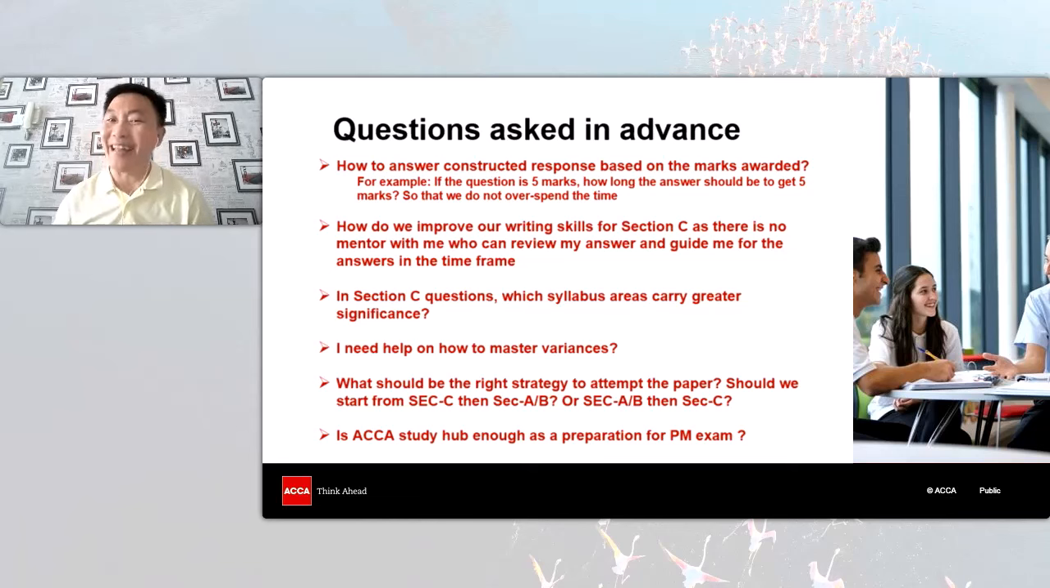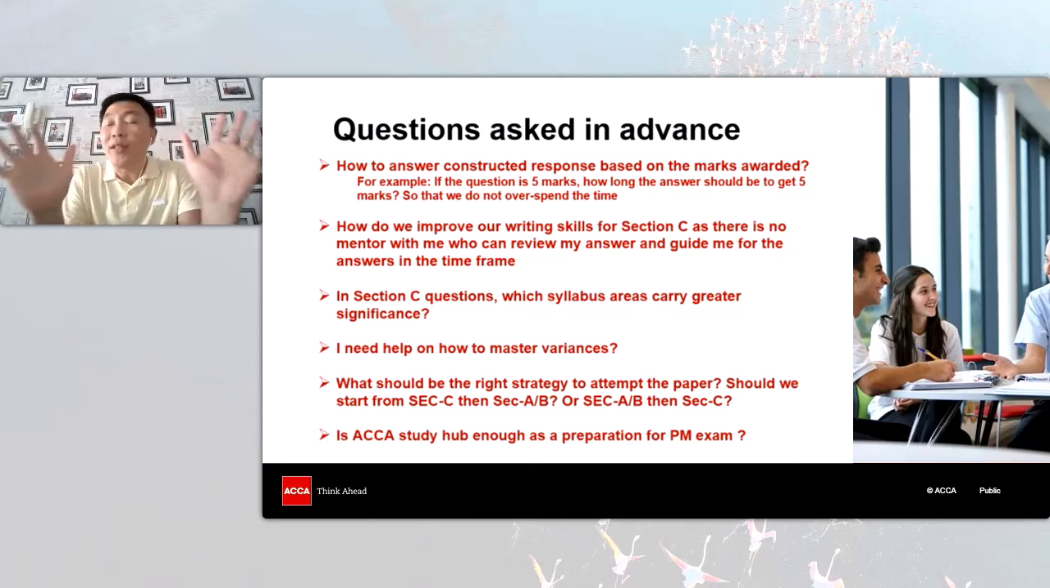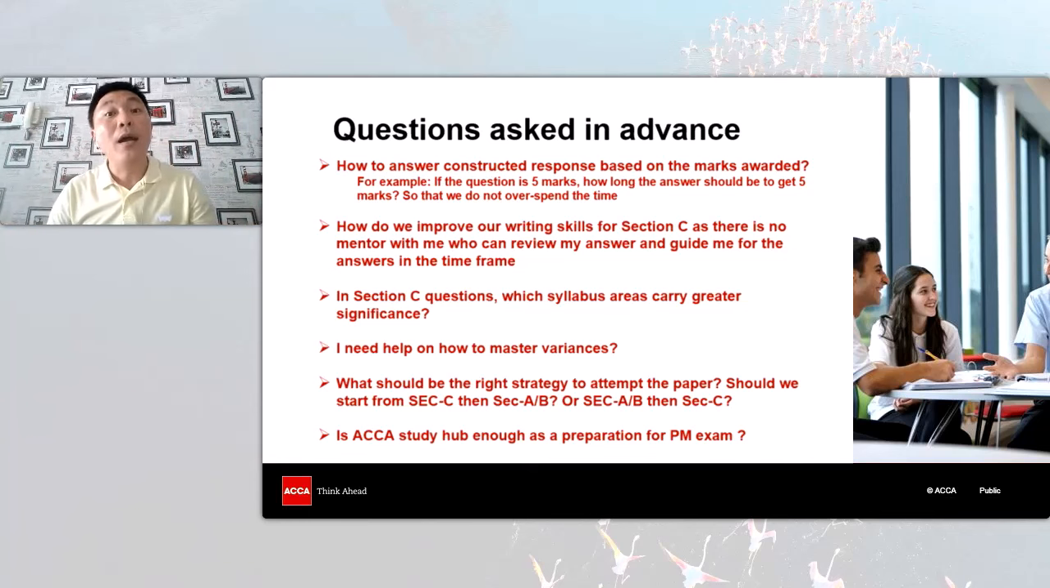Next question. What should be the right strategy to attempt the paper? I love this. There's no one answer. Students may start from A, followed by B and C. I would suggest you go back, think twice. You may want to consider starting from section C. This is the question where you may have the highest chance to get marks if you follow the steps of advice a moment ago.